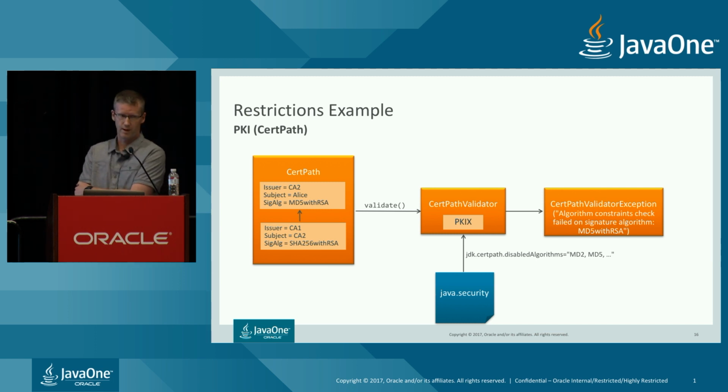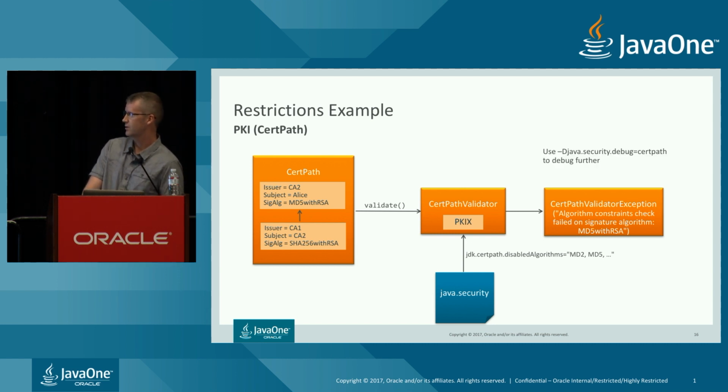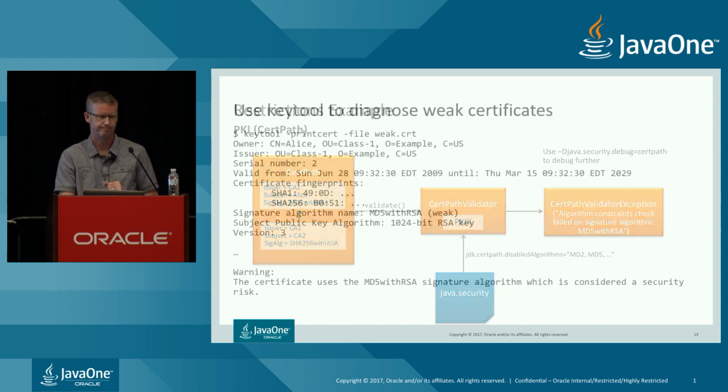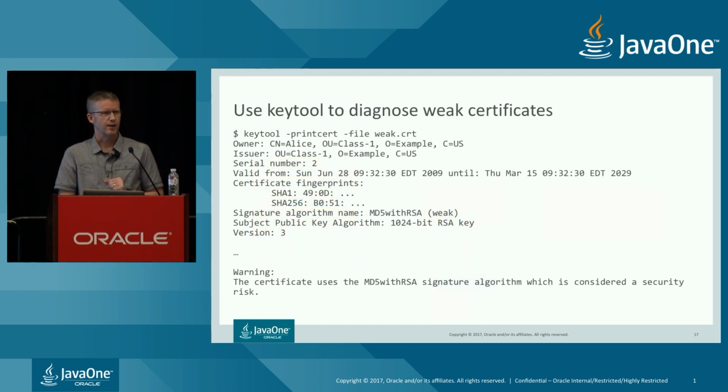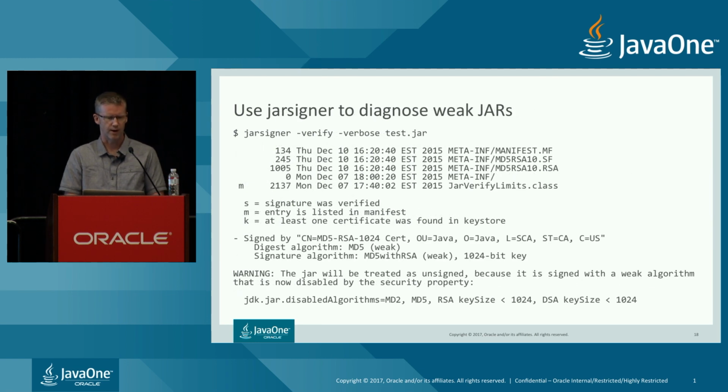If you want more debugging output to see exactly which certificate triggered that exception, you can rerun it and use the -Djava.security.debug=certpath option. A couple other ways you can diagnose things. Keytool has been enhanced to warn you about weak certificates. If you use the -printcert option, it will emit a warning if the certificate is using an insecure algorithm, such as MD5withRSA. Similarly, with jarsigner, you can use the -verify and -verbose options, and it will warn you if the jar was signed or digested with an insecure algorithm.